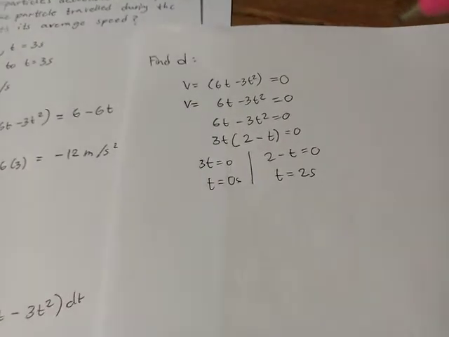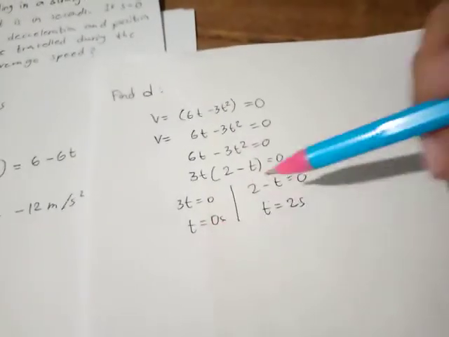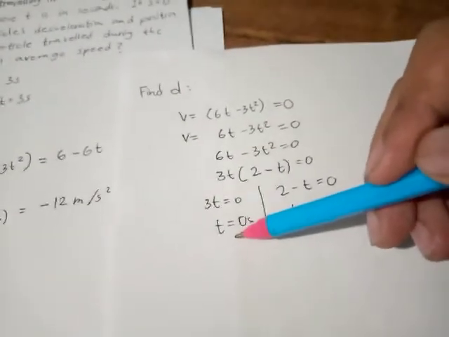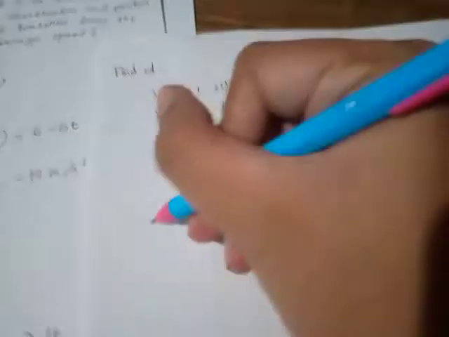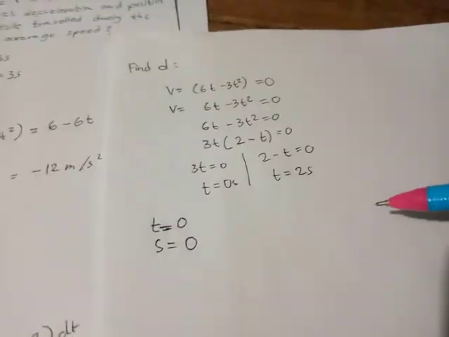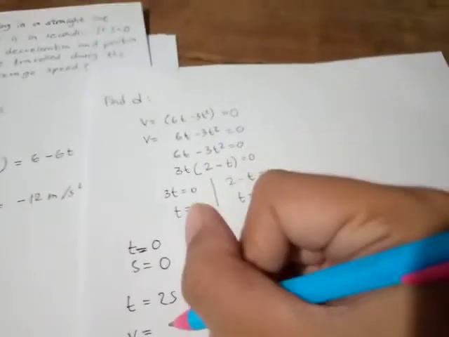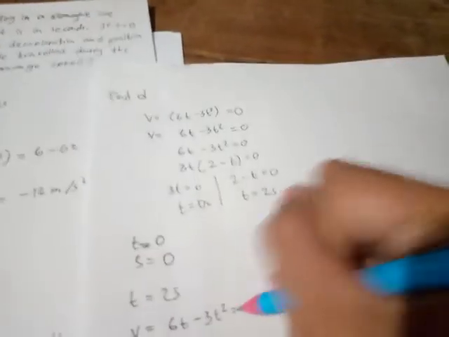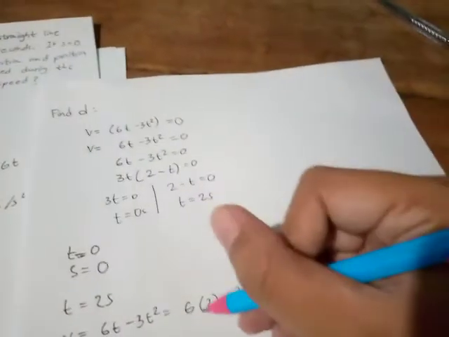Okay. So, anong gagawin natin susunod? Okay. So, i-take note natin kung ano yung distance travel niya at 0. Okay. So, since S equals 0 when T equals 0. So, since given na siya, that when T is equal to 0, S is equal to 0. And then, when T is equal to 2 seconds, isubstitute natin. 6T minus 3T squared is equal to 6 times 2 minus 3, 2 squared, okay, 12.